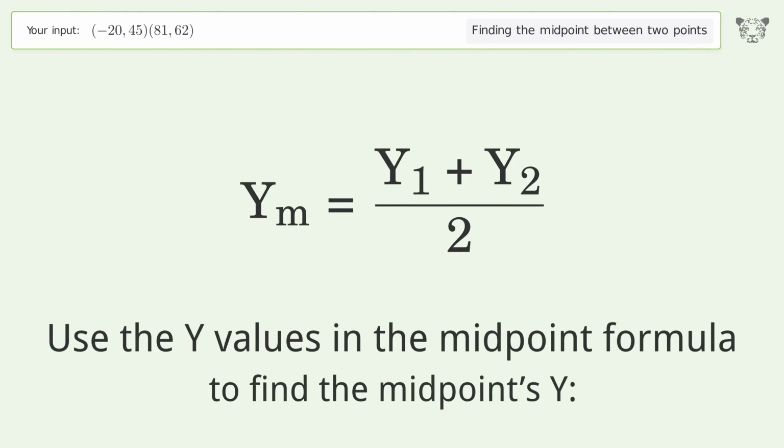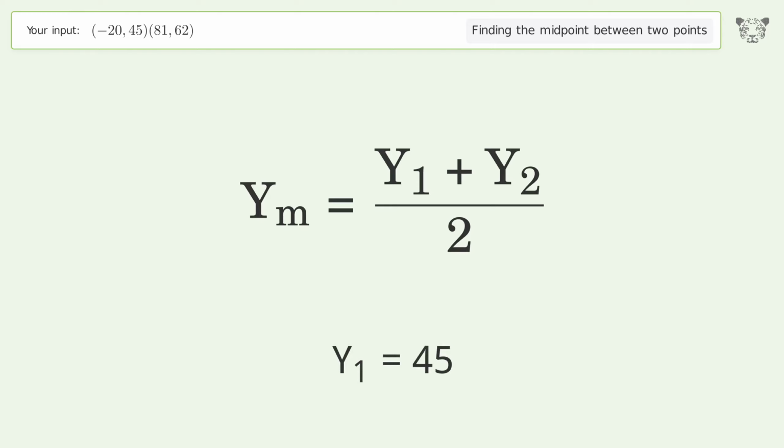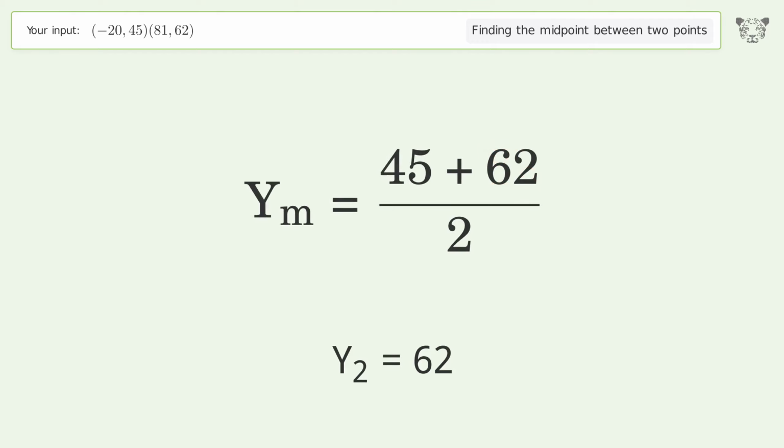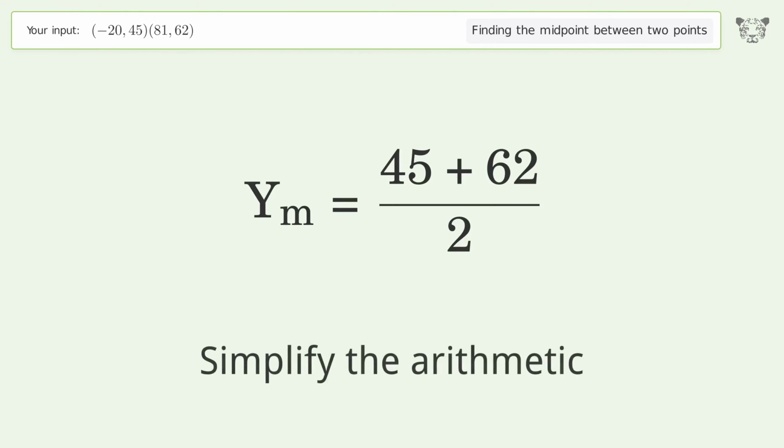Use the y values in the midpoint formula to find the midpoint's y. y1 equals 45. y2 equals 62. Simplify the arithmetic.